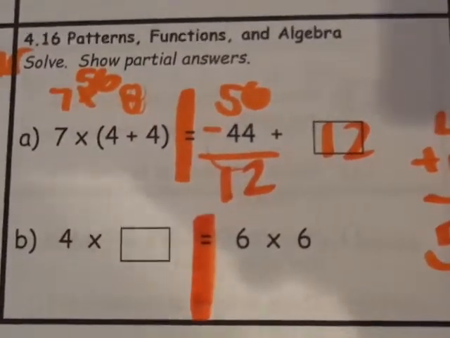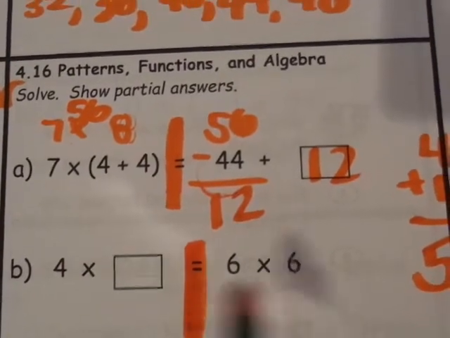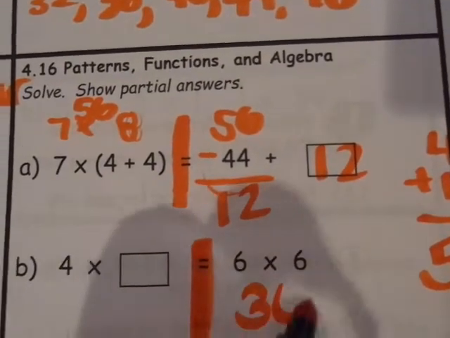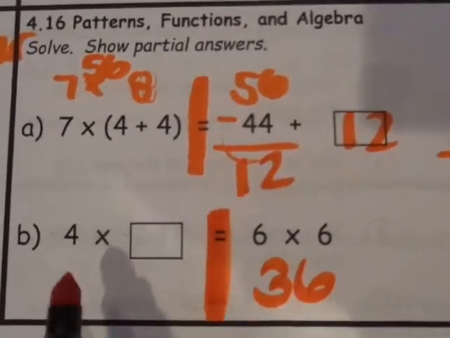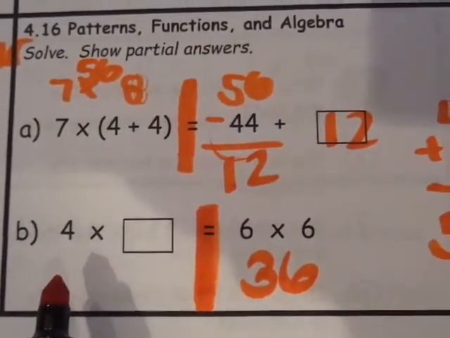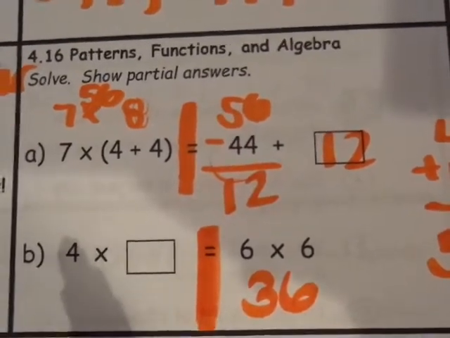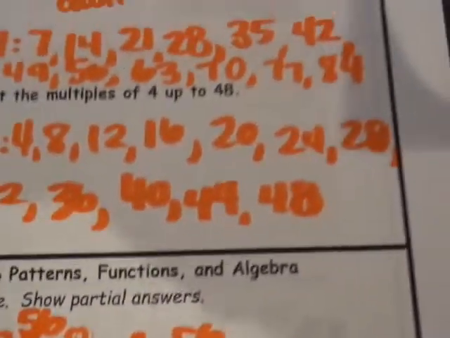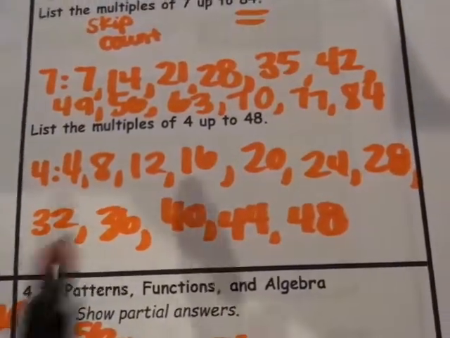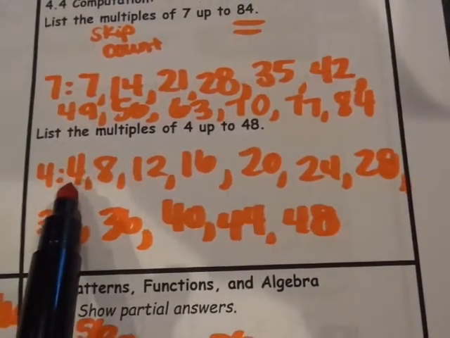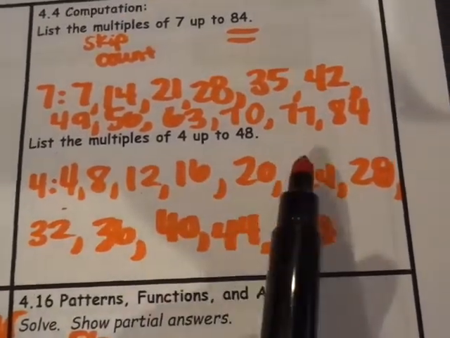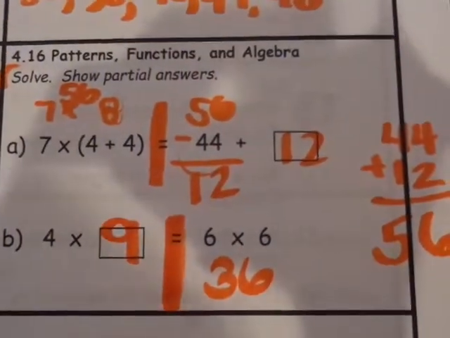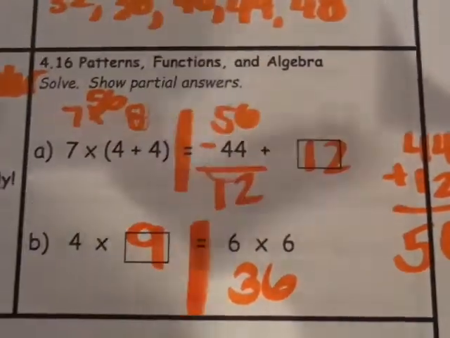My next question, 4 times blank equals 6 times 6. Draw that line in my equal sign. Solve the side that's complete. 6 times 6 is 36. Now I have to figure out what times 4 is going to give me 36. If I don't know it, I use my multiplication chart, or I can use this that I skip counted from on this question. And there's 36. So this is 4 times 1, 2, 3, 4, 5, 6, 7, 8, 9. 4 times 9. Parts of your homework can help you on all the questions, just like on a test.